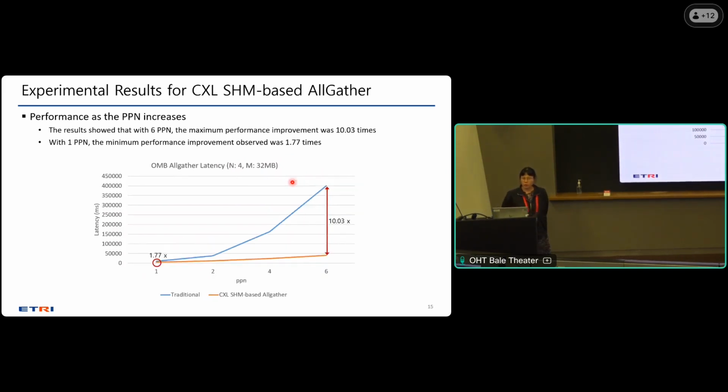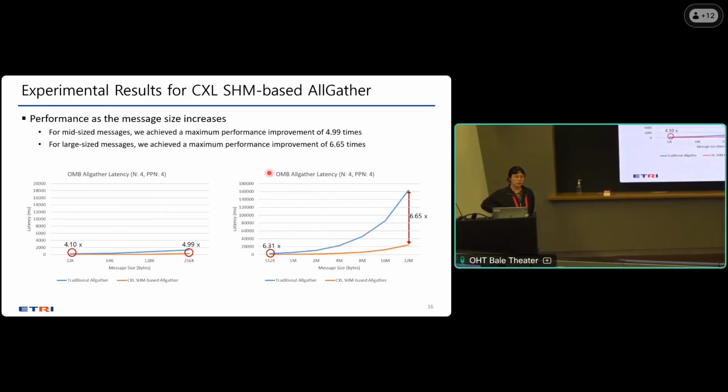And this graph shows the performance as the PPN increases. The results show that with 6 PPN, the maximum performance improvement was about 10 times, and with 1 PPN, the minimum performance improvement was observed. The minimum performance improvement observed was 1.77 times. And we utilized 4 nodes and 32 megabyte message size in this experiment.